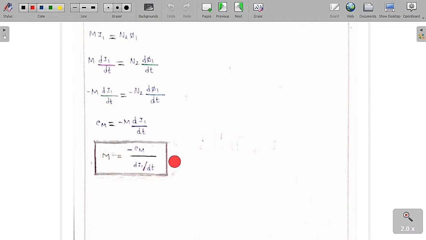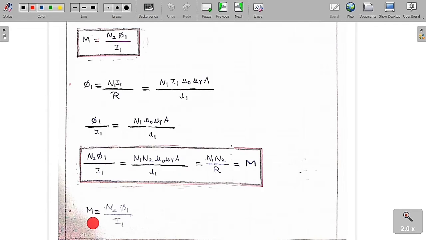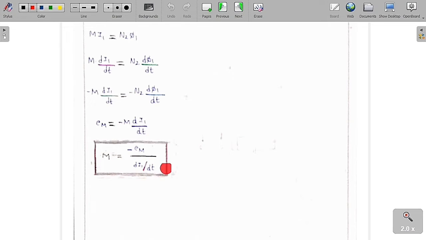So these are the three different formulas. M is equal to N2 phi1 by I1, or N1 N2 by R, or simply we can say minus EM by di1 by dt. So these are the different expressions of the mutual inductance.